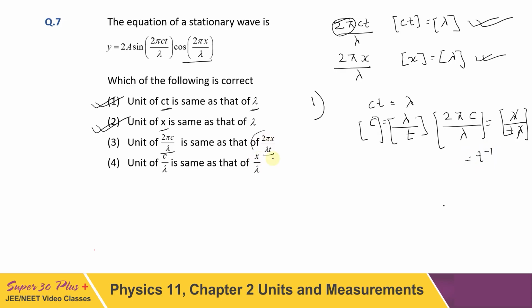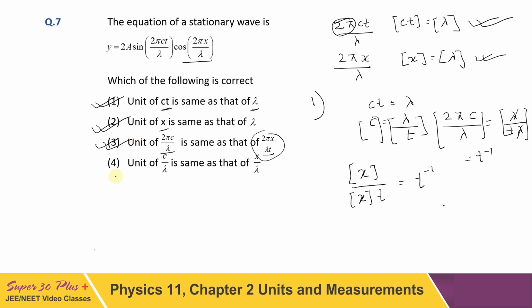Check the second term, 2 pi x upon lambda t. 2 pi is again a numeric constant. x is equal to that of lambda, so lambda upon lambda is x, so this also is x t. This also comes as t inverse. So third option is also correct.